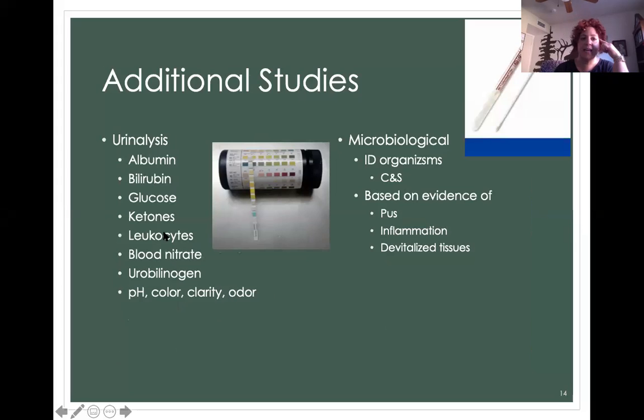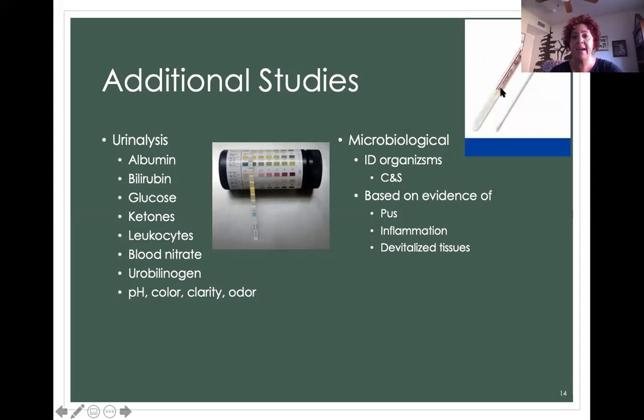Additional studies like urinalyses can happen preoperatively, where they're looking at all different types of stuff in the urine, whether it's bilirubin, protein, albumin, sugar, pH, color, clarity, odor, taste. No? Okay.